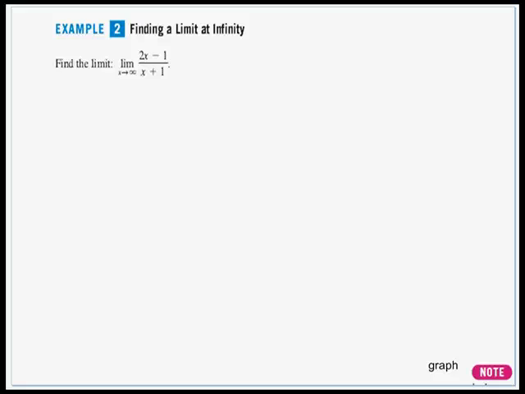Okay, example 2 here. It says finding limits at infinity. So first, remember direct substitution back when we were looking at limits was always our first attempt. So here, let's see what happens if we stick infinity in for x. If we look just at the numerator, we're going to have 2 times infinity, which is infinity, and then just minus 1 is nothing, so our numerator is infinity. And if we look at our denominator, infinity plus 1 is infinity. Remember 0 divided by 0 was indeterminate form. Infinity divided by infinity is also indeterminate form.